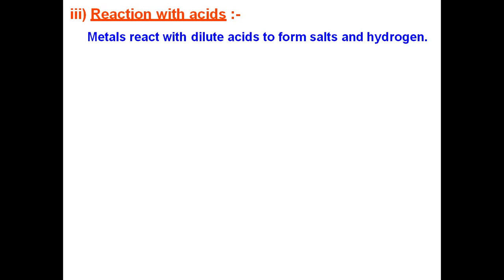Okay. The next we need to study is the reactions of metals with acids. We have already seen this under acids, bases and salts. When acids react with metals, what happens? The metal reacts with acids and forms salt and hydrogen. So the metal will liberate hydrogen from the acid. That is the first point.